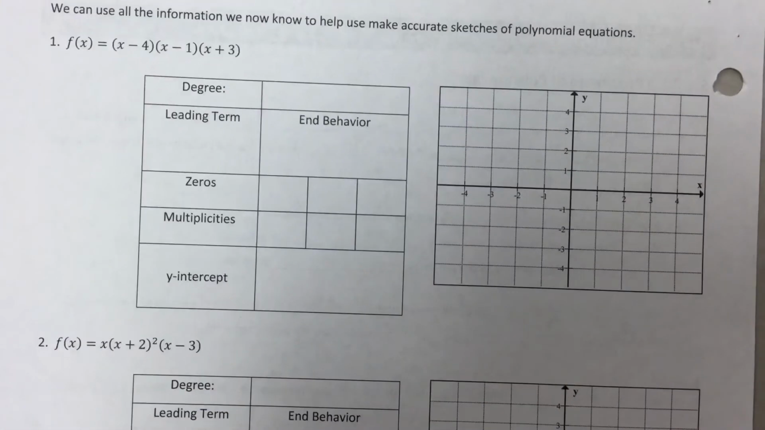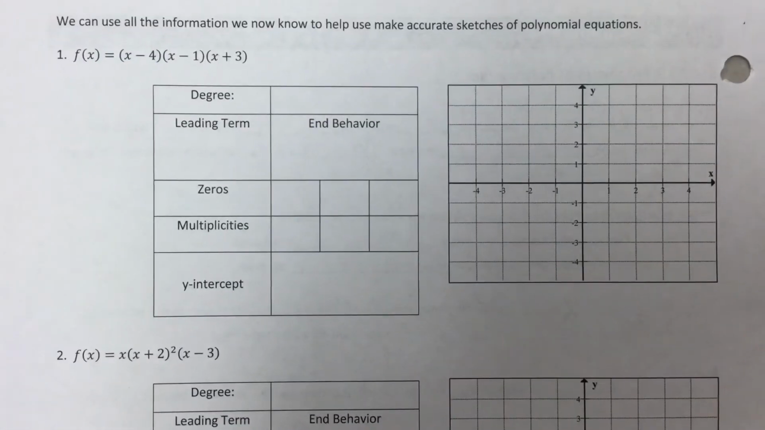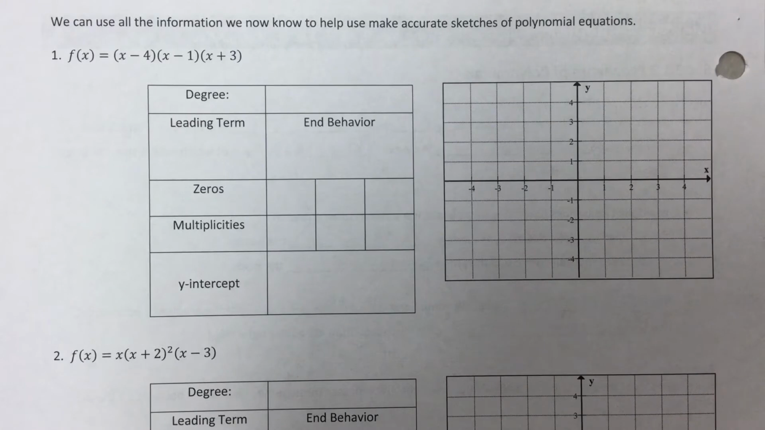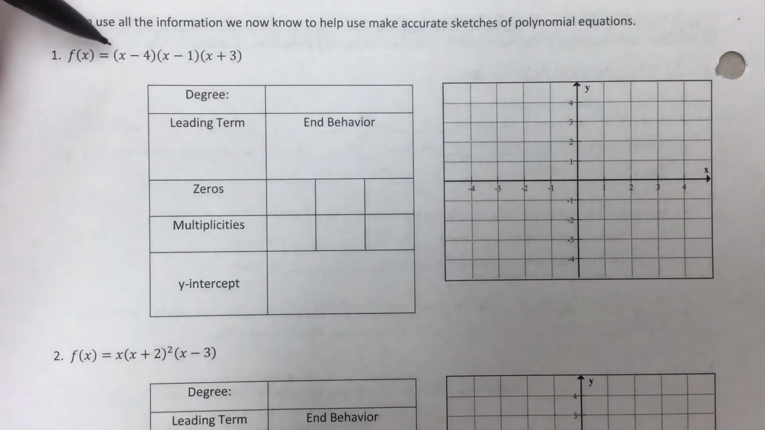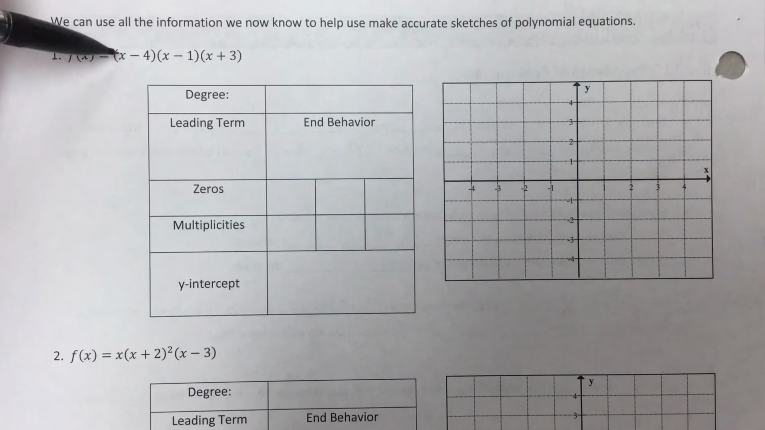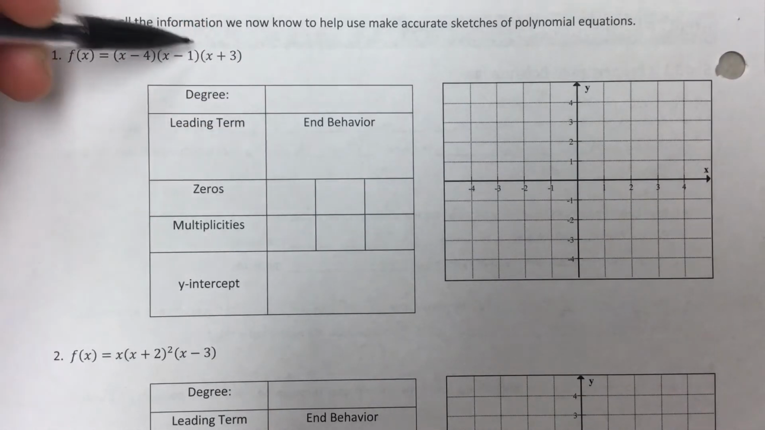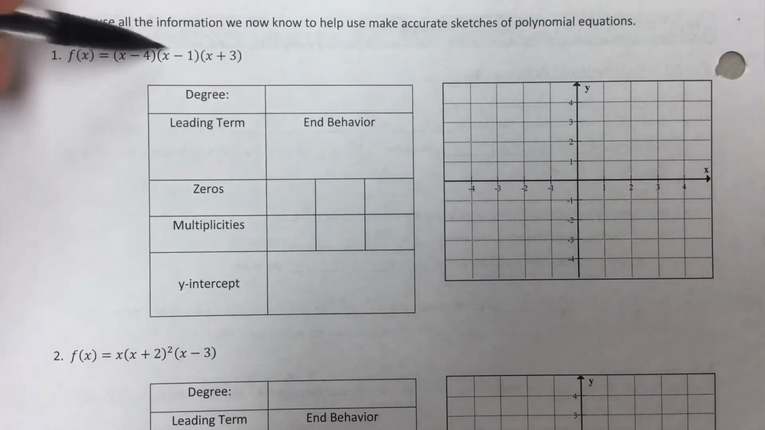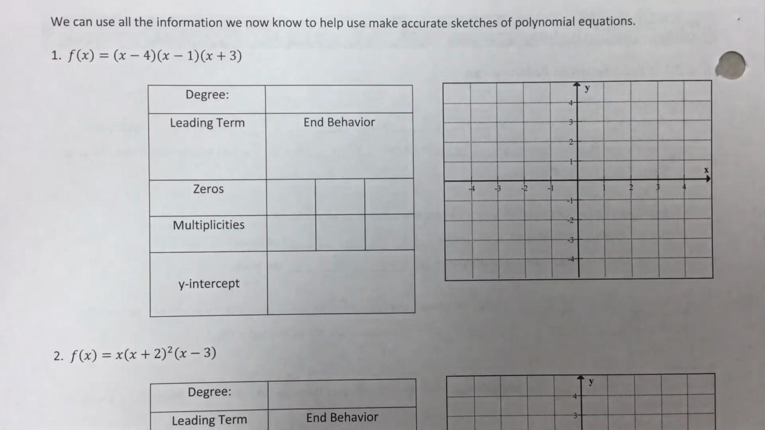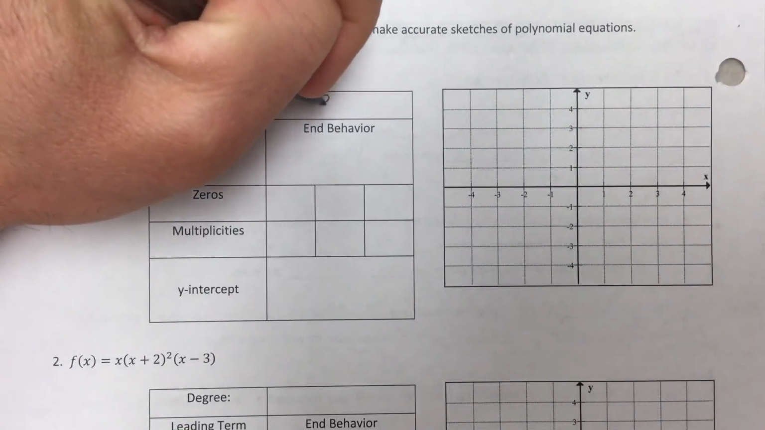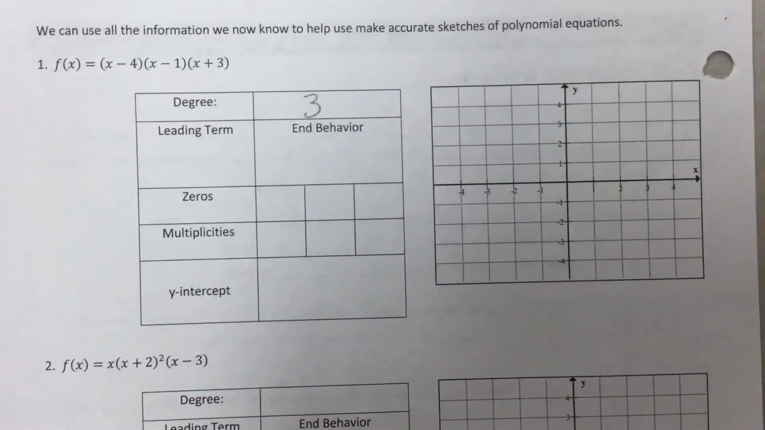All right, from there we're going to look at trying to make pretty exact graphs. Let's try to make some exact graphs. So once it's in factored form, if we look at number 1, I'll do that with you guys. Remember, it's important to find the degree. And to find the degree, you have to think about multiplying this out. So I'd have x times x, which is x squared, times another x is x to the third.